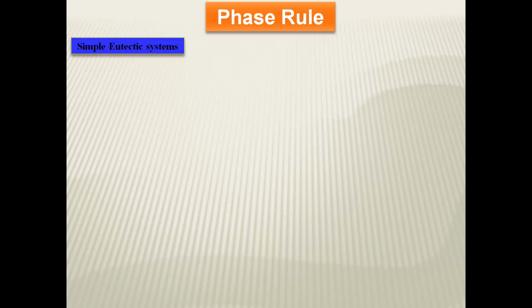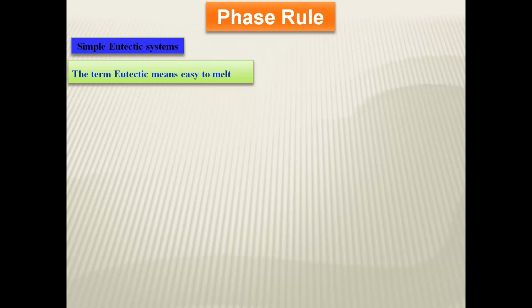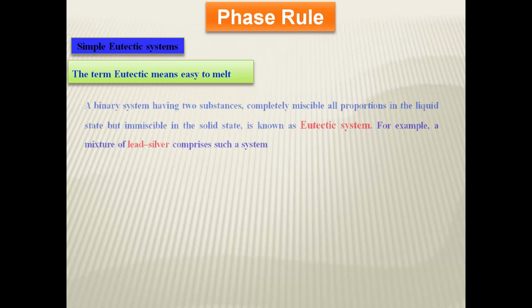Now, in this category of two component systems, as per our syllabus, we'll be taking up simple eutectic systems. There are various systems possible, but from our syllabus point of view, we will be taking up simple eutectic systems. Before I proceed further, it is very important to understand the meaning of the word eutectic. The term eutectic means easy to melt.